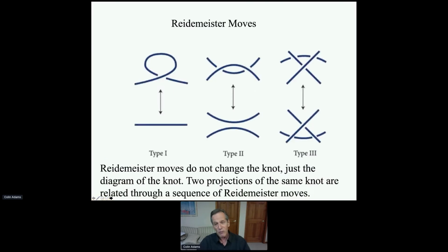And we have a set of moves that you can use to get from any one diagram of a knot to any other, which are called the Reidemeister moves, dating back to Reidemeister and Alexander and Briggs back in the 1920s, where you can change a diagram of a knot by adding in a little twist or putting two crossings in like this, or moving a strand in a triple crossing up and down. And Reidemeister moves will not change the knot, just the diagram of the knot. And any two projections of the same knot are related through a sequence of these Reidemeister moves.